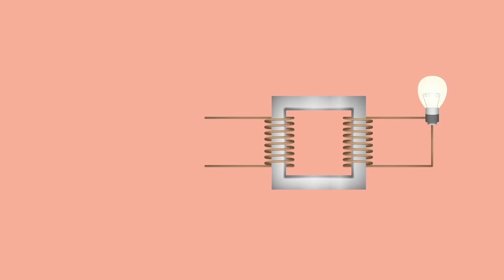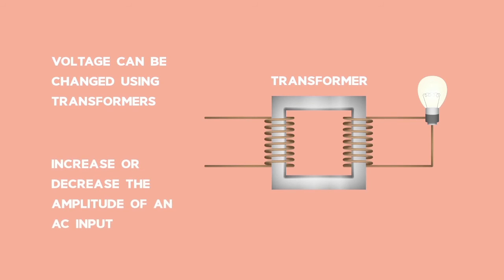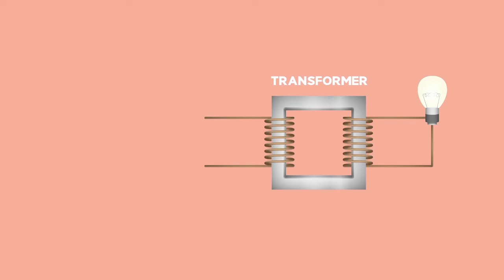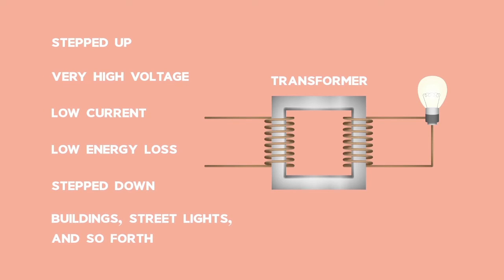So, in conclusion, the main advantage of AC is that the voltage can be changed using transformers, devices used to increase or decrease the amplitude of an AC input. This means that the voltage can be stepped up at power stations to a very high voltage so that the electrical energy can be transmitted along the power lines at low current and therefore experience low energy loss due to heating. The voltage can then be stepped down for use in buildings, street lights, and so forth.